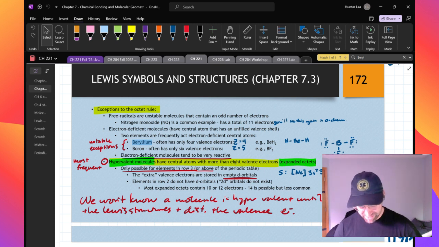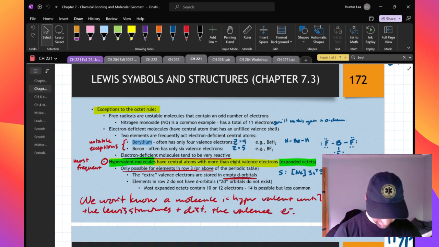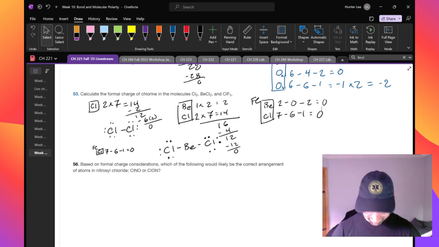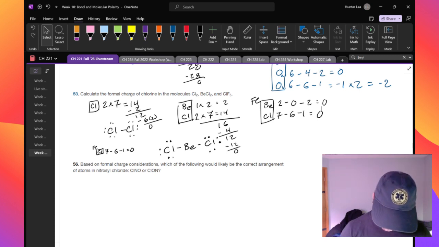So there are exceptions to the octet rule. Electron deficient molecules have a central atom that has an unfilled valence shell. Beryllium often only has 4, and boron often has only 6 valence electrons. And there you have it. I am satisfied with this answer. Cool.